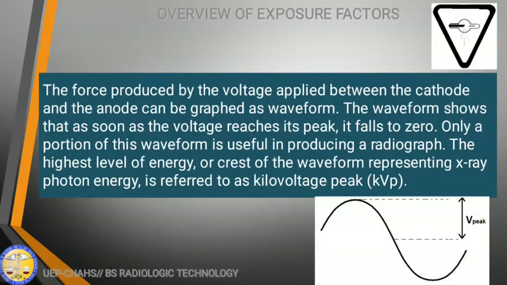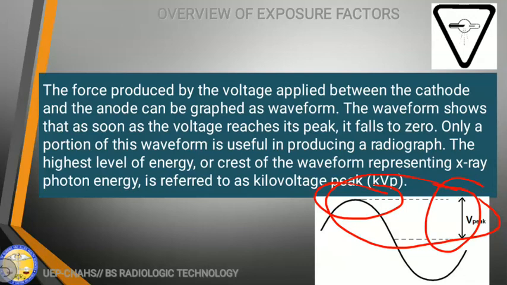The force produced by the voltage applied between the cathode and the anode can be graphed as a waveform. This is what we call the voltage waveform in our equipment maintenance. The waveform shows that as soon as the voltage reaches its peak, it falls to 0. Only a portion of this waveform is useful in producing a radiograph. The highest level of energy, or the crest of the waveform representing X-ray photon energy, is referred to as the kilovolt peak. This portion of the waveform is the most useful portion of the photon energy that will contribute to the production of a good quality radiograph.